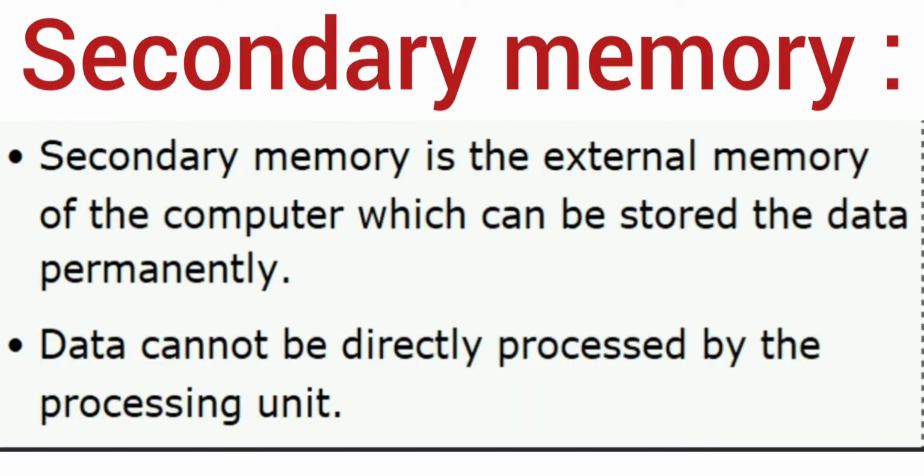So next, secondary memory. Secondary memory is the external memory of the computer, which means we are adding a device to the computer which can store the data permanently. So when the power is lost, the data will still be stored. Data cannot be directly processed by the processing unit.